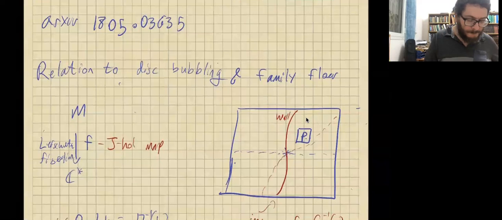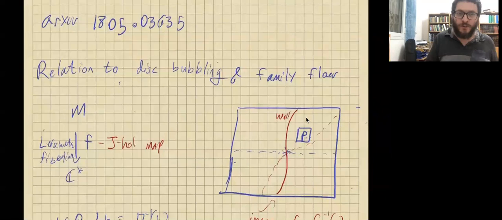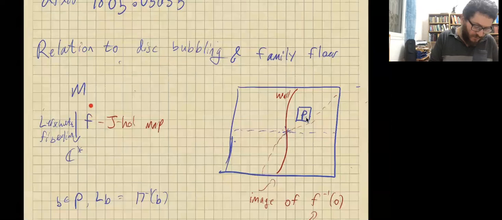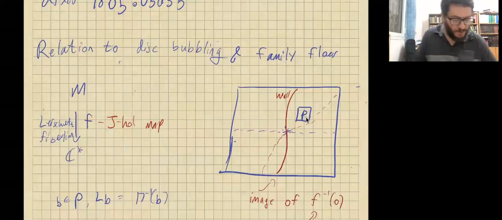So let's revisit this example. We said we have two points of view on this: there's a Lefschetz fibration point of view, and there is this torus fibration point of view. From the Lefschetz fibration point of view, you have a map, a conic fibration, which is a holomorphic map from the total space down to C star.